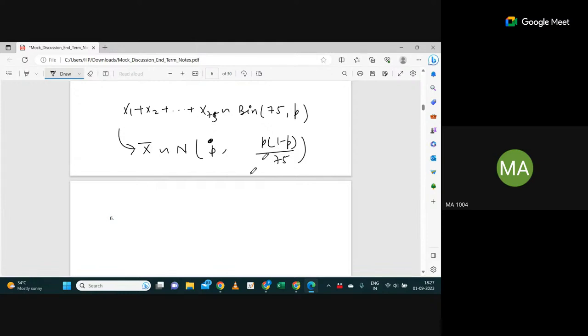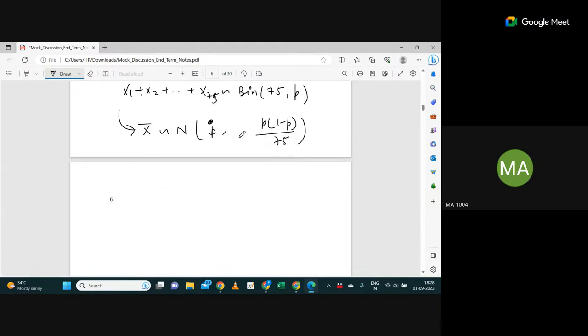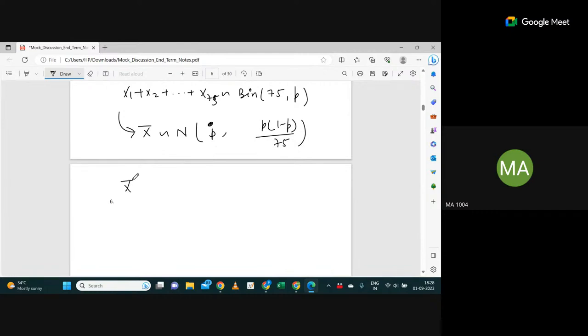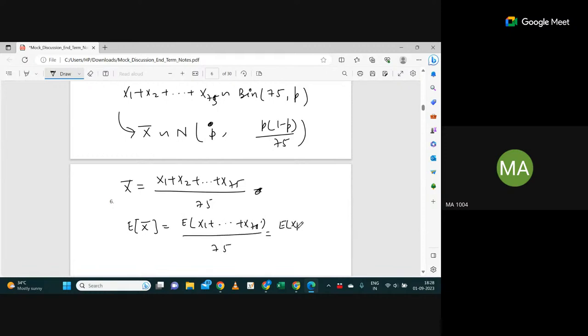Let me clarify. Let me take this Bernoulli. Suppose I am taking x bar. This means x1 plus x2 plus till x75 divided by 75, yes or no? That is the meaning? Yes, sir. So if I take the expected value of x bar, it will be the expected value of x1 plus up to x75, divided by 75. And I know the expected value of x1 plus up to the expected value of x75.